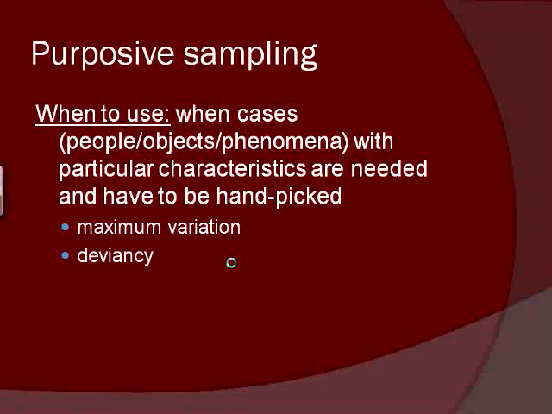Purposive sampling is used when we need cases with very specific characteristics and we hand-pick those cases. For example, let's say that I would like to study the concept of motherhood. In other words, I want to understand what it means to be a mom. And I want to hear from different kinds of moms to get the most diverse set of experiences.